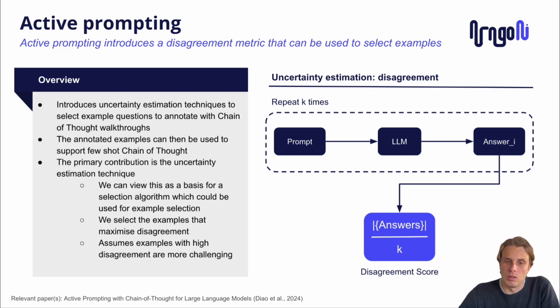The assumption that they use for motivating this is that if there is a higher disagreement, then we're expecting that the example itself is more challenging. So in the selection case, this could mean that these are good candidates for selecting and human annotating, because the large language model is currently struggling with it.